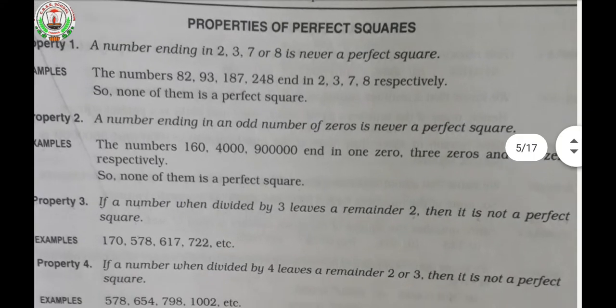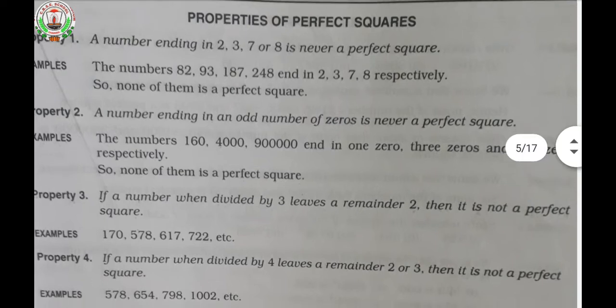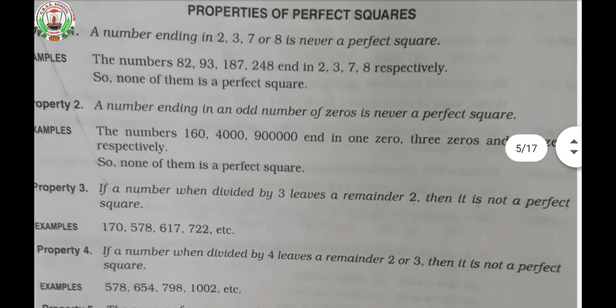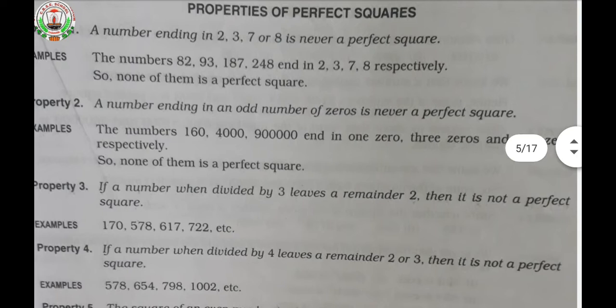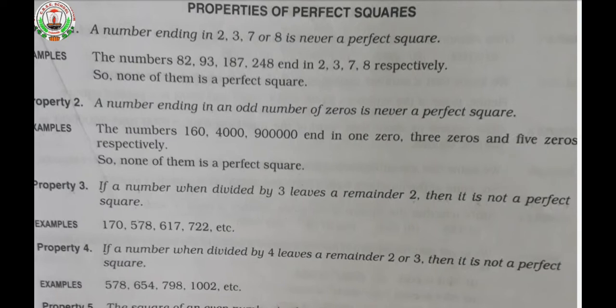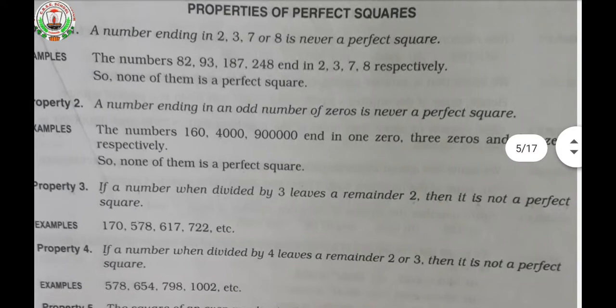For example, 160, 4000, 9 lakh. The number of zeros in 160 is 1. The number of zeros in 4000 is 3. The number of zeros in 9 lakh is 5. So these are odd numbers, isn't it? The number of zeros is present in the form of odd numbers, so it is not a perfect square.